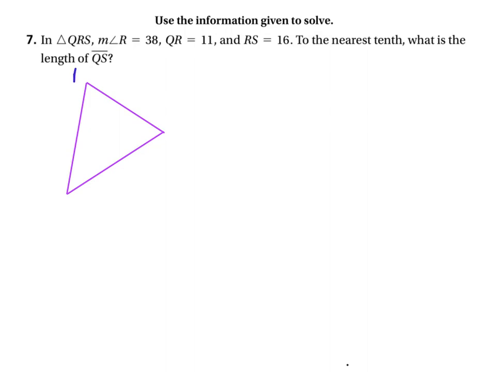We're going to label it with, let's see, R, Q, and S. It doesn't matter where they go as long as you put the measures in correctly. Measure of angle R is 38. The length of QR is 11. And the length of RS is 16. What we're looking for is the length of QS, which we can call X.